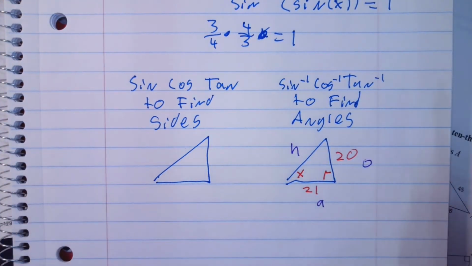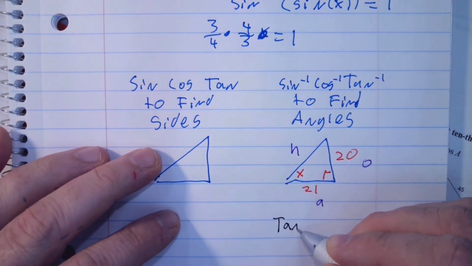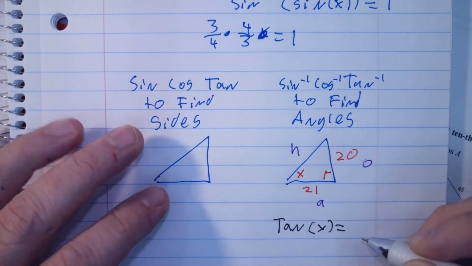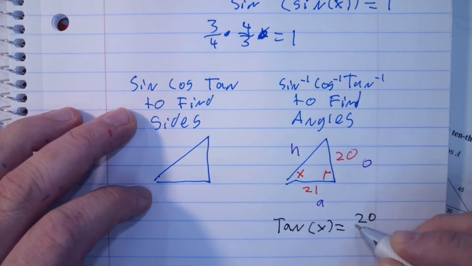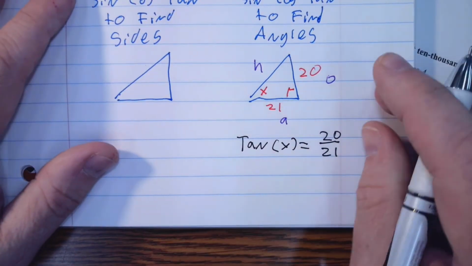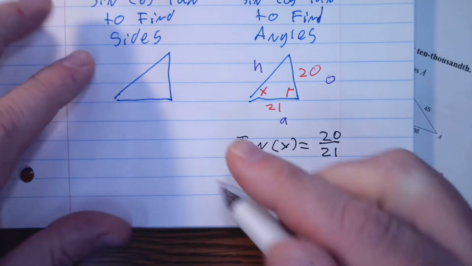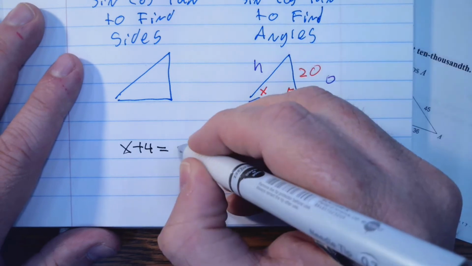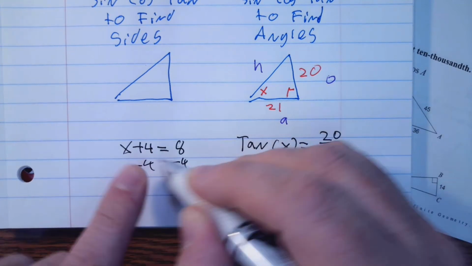So which tool do you think we're going to use? Tangent, right? So tangent of x equals opposite over adjacent. Okay. Well, I want x by itself, right? And that's why you use inverses, just like this problem right here. What do you do to both sides? You take away 4. You do the same thing to both sides.